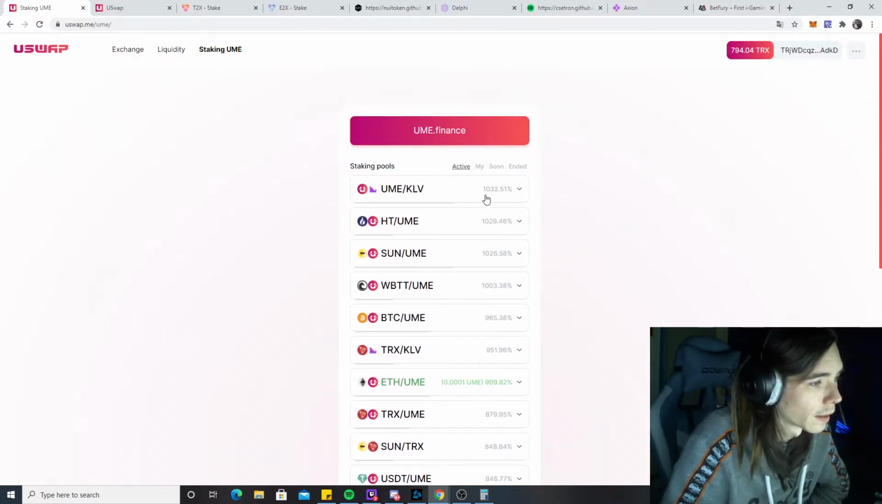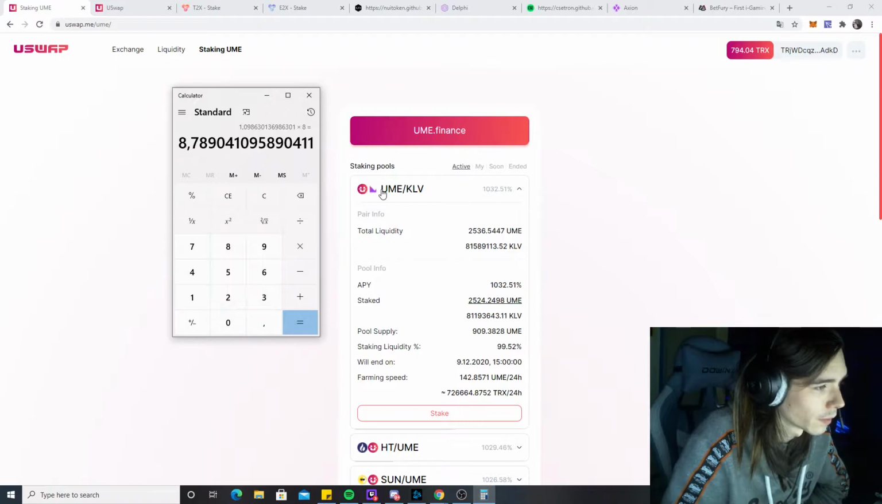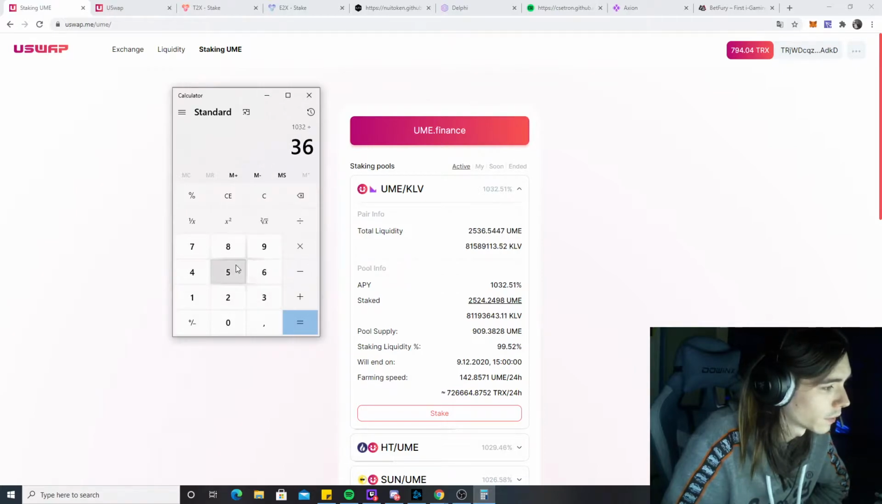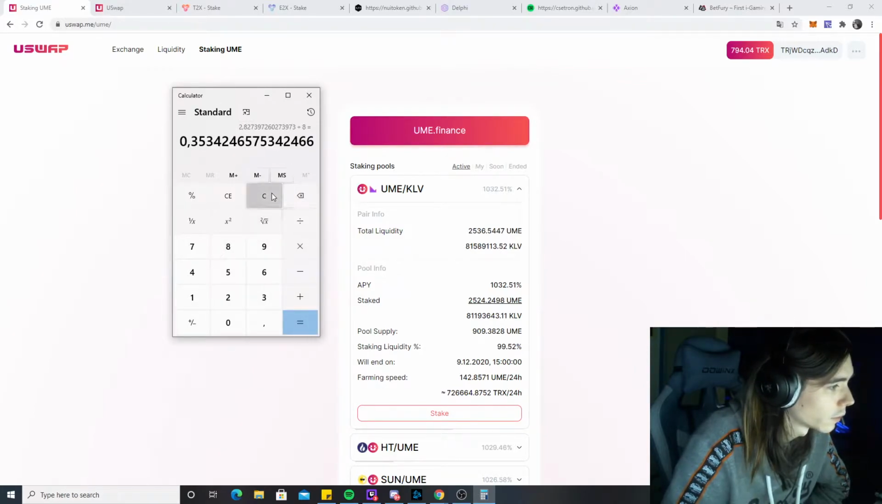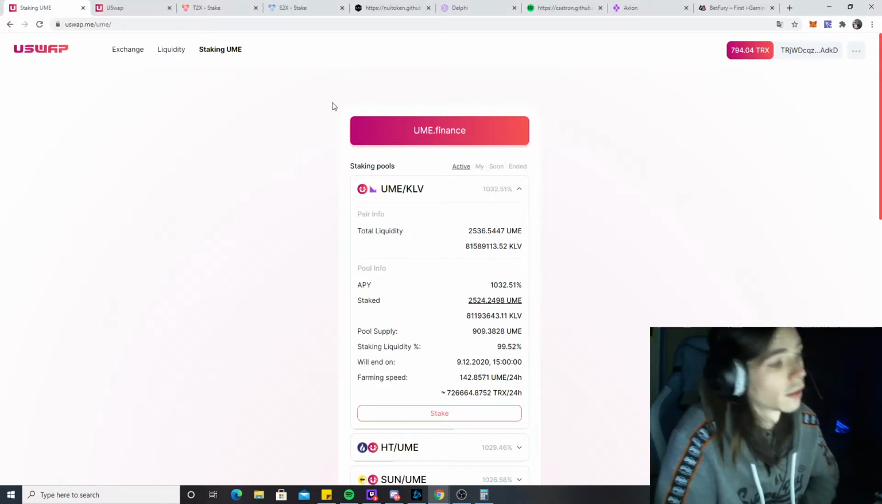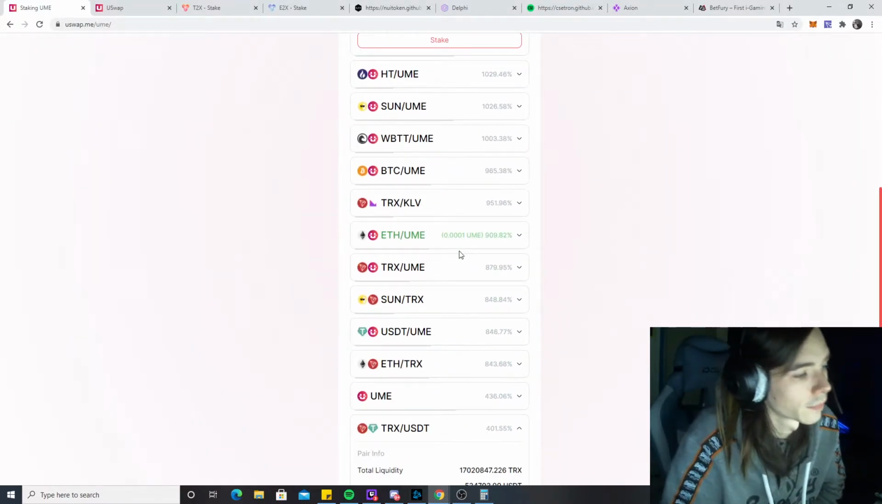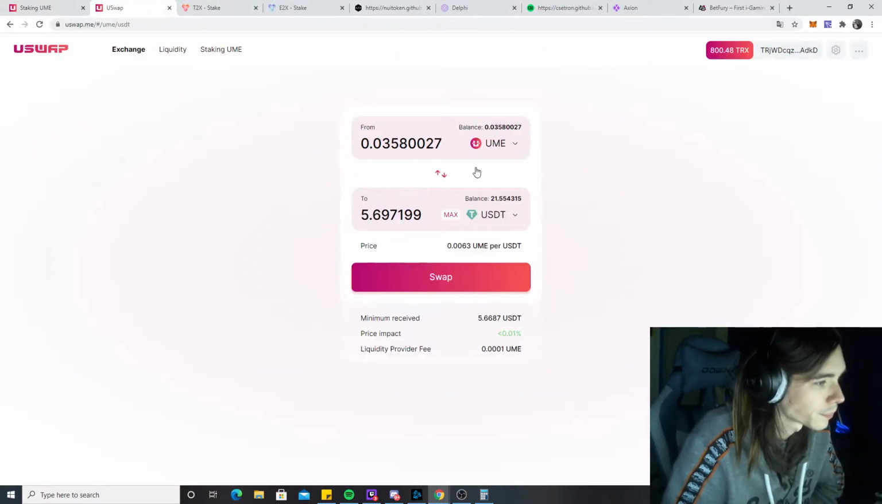You know, if you want to play it risky, the UME and Clever, you get 1032 divided by 365 gives you 2.8, times 8 gives you, not divided, 2.8 times 8 gives you 22%. So that gives you $220. You need to choose what you want to do.